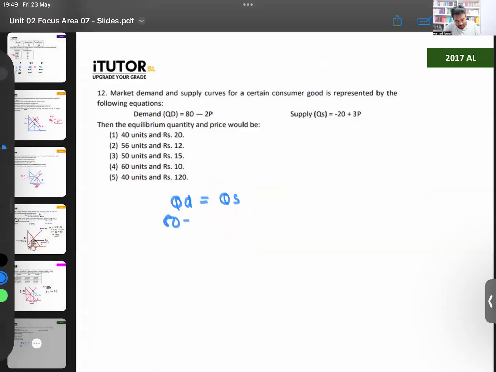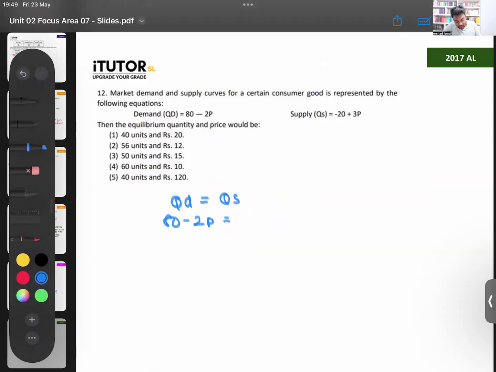So 80 minus 2p is equal to minus 20 plus 3p. If you work it out, how much do we get for p? I'm not going to solve the whole thing. How much do we get for p? 20. Right. So equilibrium price is 20. Then how much do we get for the quantity? There's only one answer that has 20 also. So then you substitute into either the demand or supply equation. If I substitute into the demand equation, I get 40 as the quantity. So price is 20, quantity is 40. So these are again like free marks in your paper.